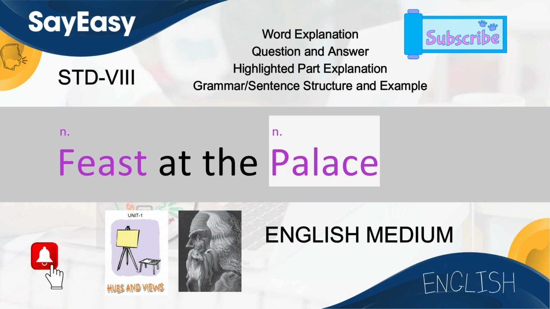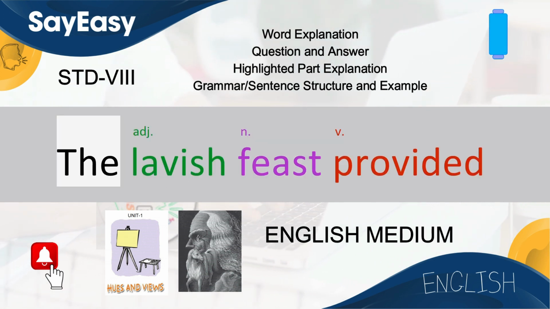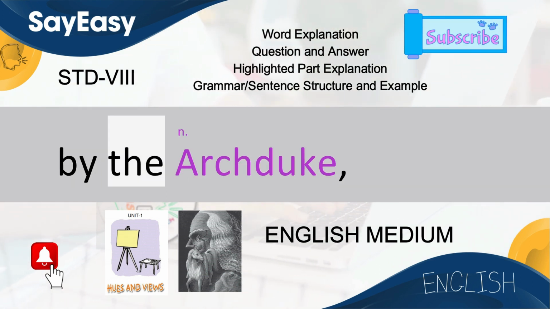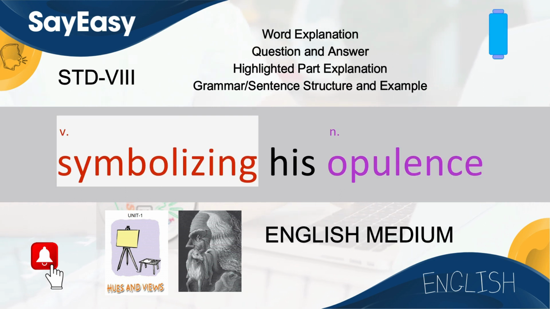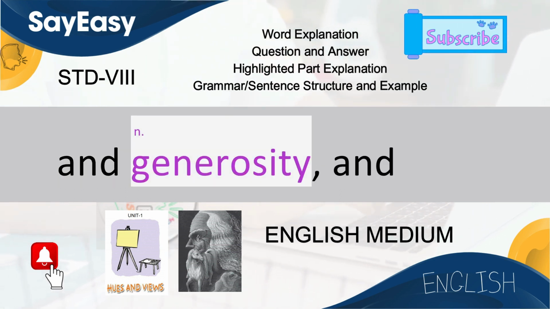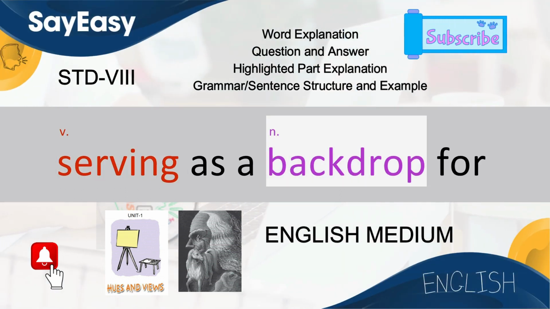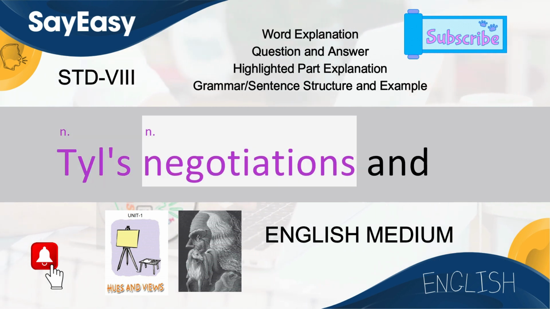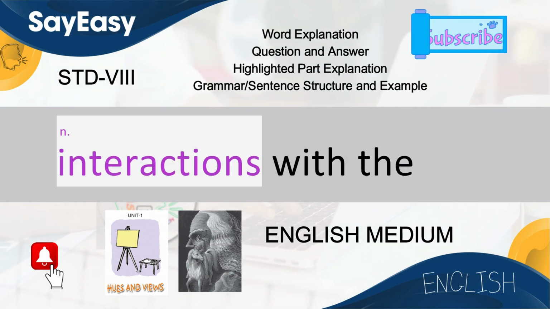Feast at the palace. The lavish feast provided by the Archduke, symbolizing his opulence and generosity, and serving as a backdrop for Tyval's negotiations and interactions with the courtiers.